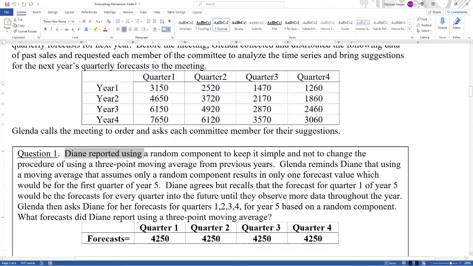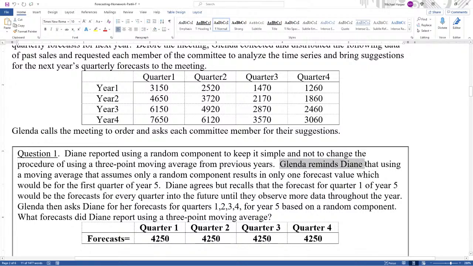Diane reported using a random component to keep it simple and not to change the procedure of using a 3-point moving average over the previous years. And there are 2 very good reasons for using a moving average. It's simple, and it has been done in the past and has worked well in the past.